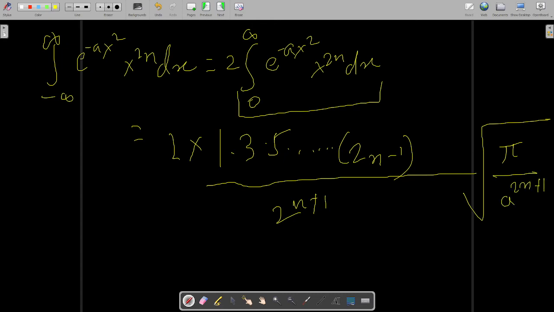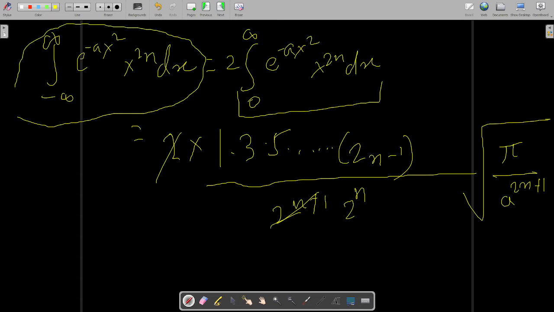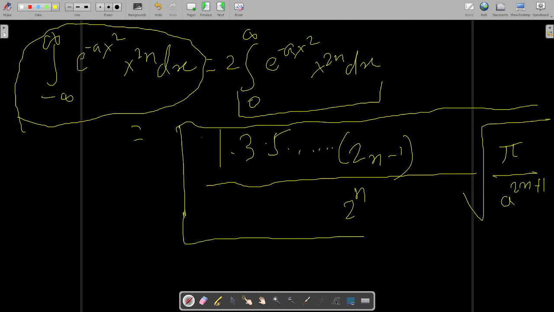Then these two will come in the denominator, and one of the two from here will cut and it will yield you 2 to the power n. So you can remember this formula, that this thing comes to be equal to all this stuff. You have to remember these things because they will be useful in solving your problems.